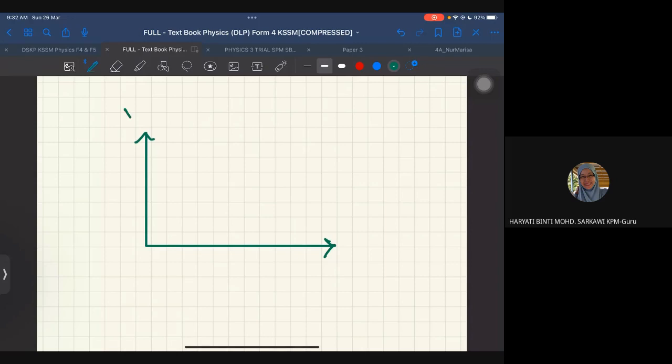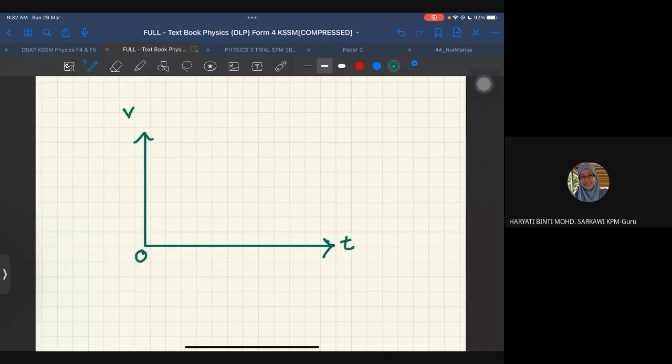Okay, so let's say we have velocity against time. What is the unit for velocity? Is it meter? No, it should not be meter. Meter is the unit for length, distance. Velocity? Meter per second. Yes, correct. Okay, meter per second. And then time is second.